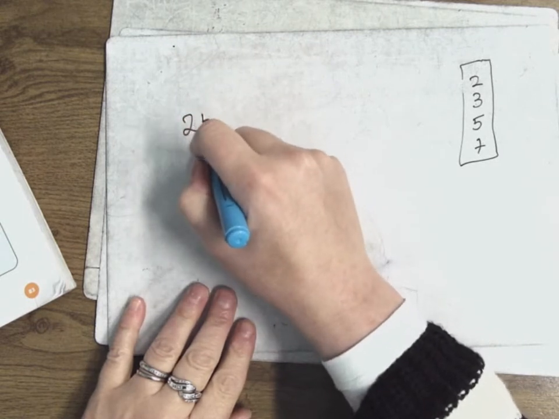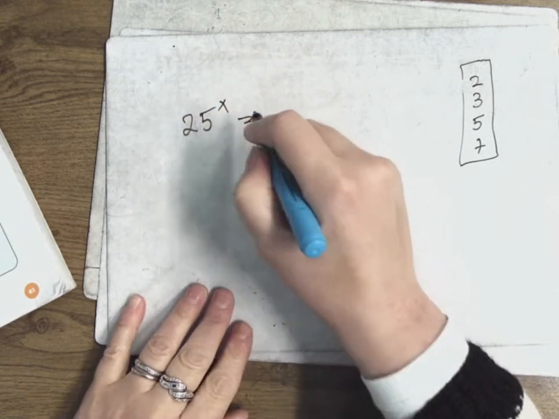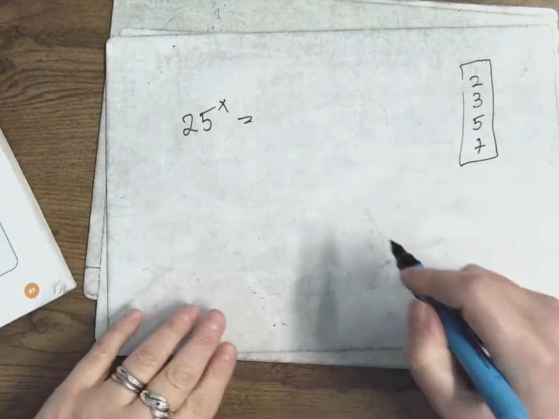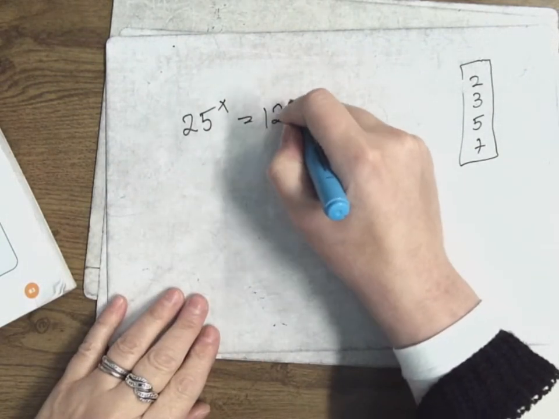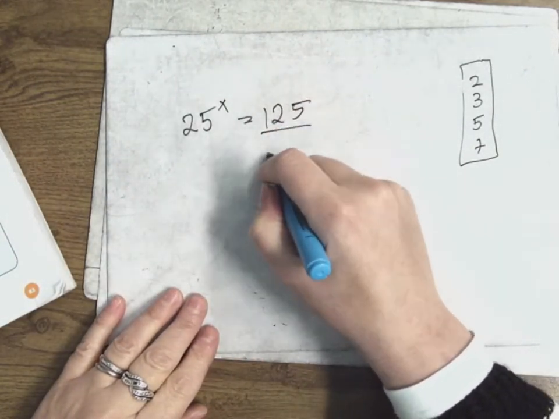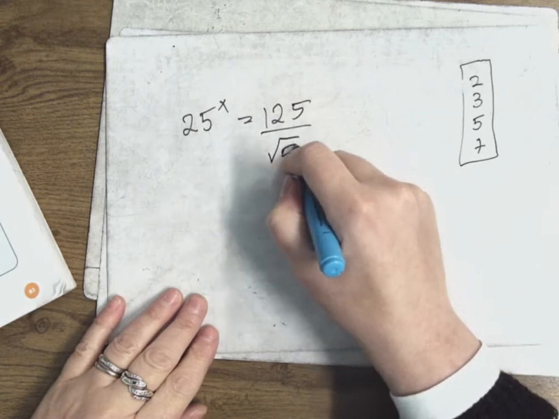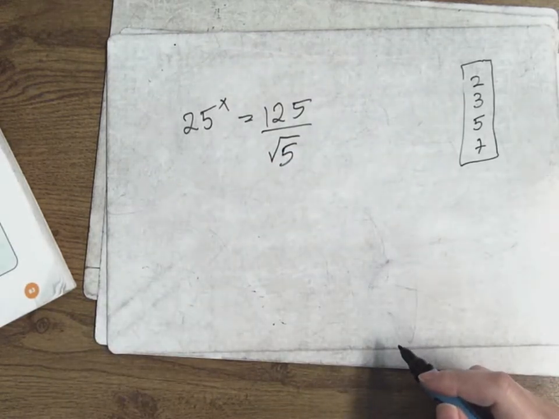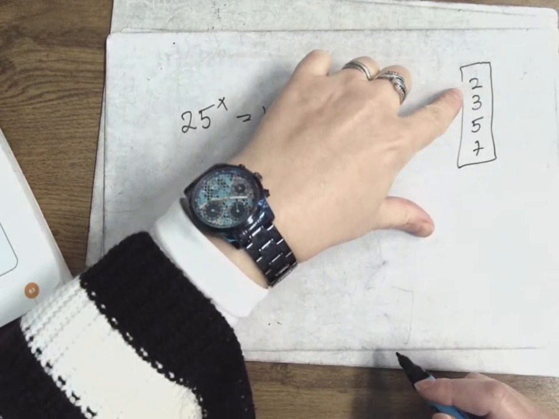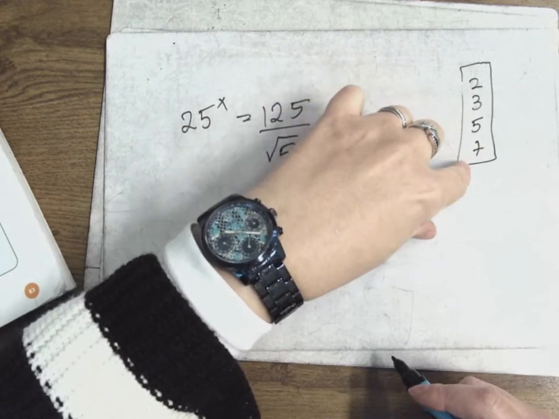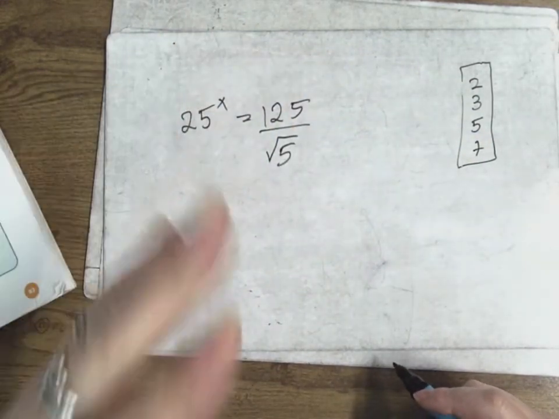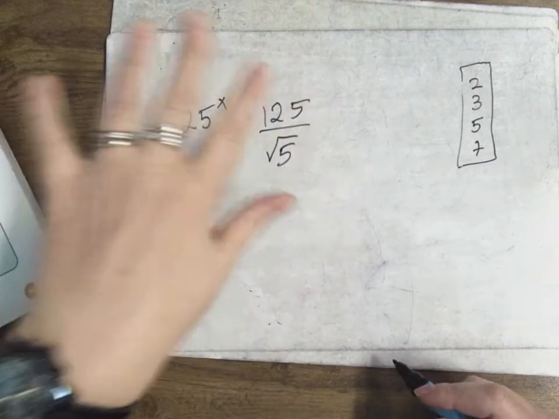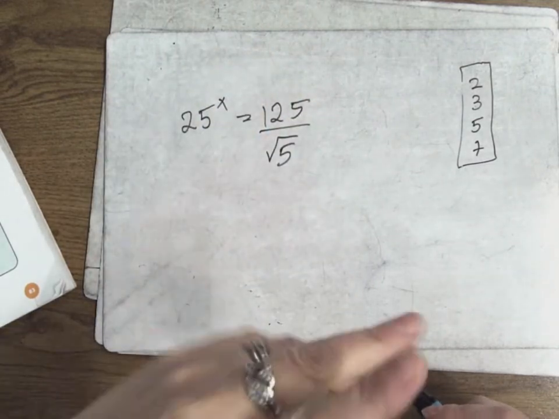So 25 to the power of x. Now I'm not saying you can't write things down, knock yourselves out. Okay, 125 over root 5. Now, there's a lot of indices in this question. I have to write everything as 2 to the power of, 3 to the power of, 5 to the power of, or 7 to the power of. It's always those numbers. So which one will I choose? 5 to the power of.